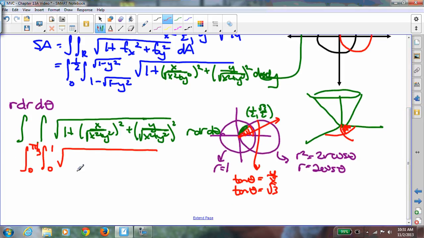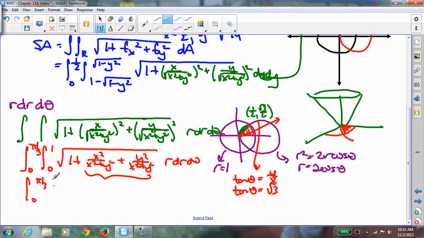And now what I want to do is actually simplify my integrand and then I'll convert it to polar. So if I simplify the integrand, I get 1 plus x squared over x squared plus y squared plus y squared over x squared plus y squared, r dr d theta. And that actually works out nicely because notice the second two pieces here add up to 1. So this integrates from 0 to pi over 3, 0 to 1, square root of 2 r dr d theta. So that's the first piece.